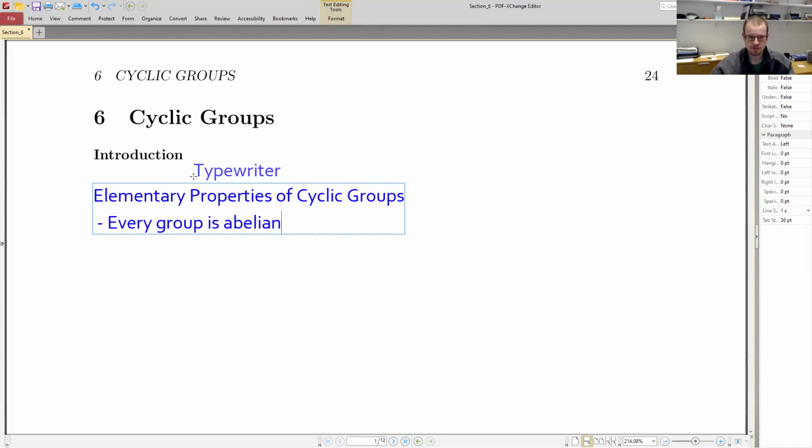So elementary properties: every group is abelian. Of course, not every group is abelian. Every cyclic group is abelian. There we go, cyclic group. Every cyclic group is abelian. Hey, that's a really cool property of cyclic groups.